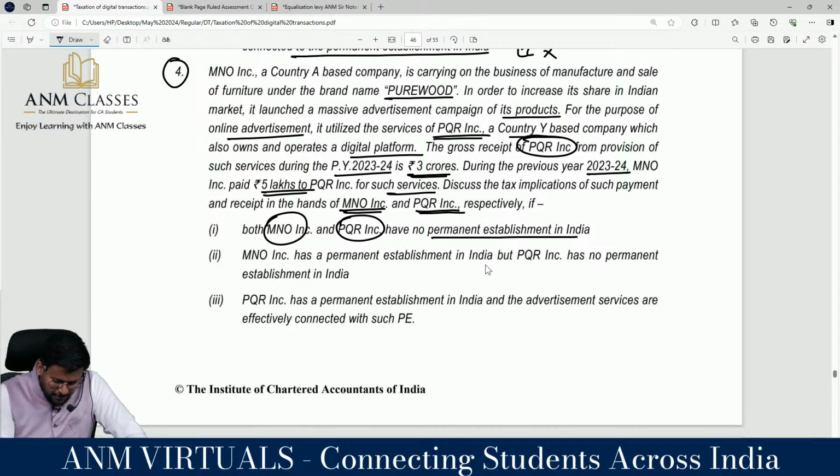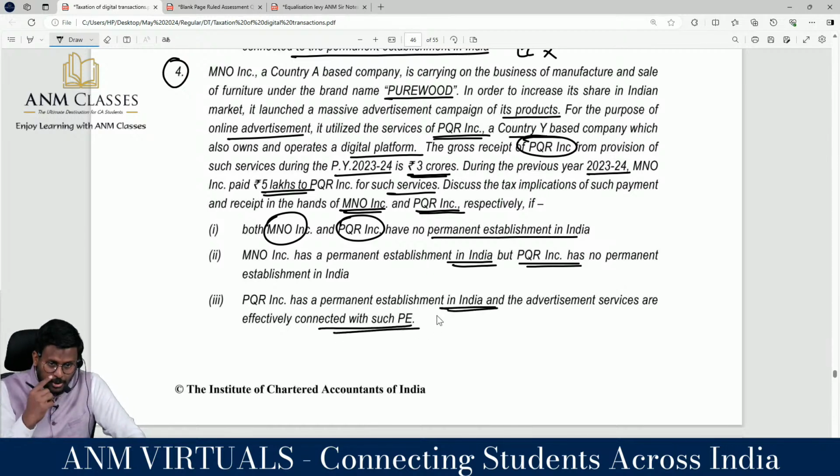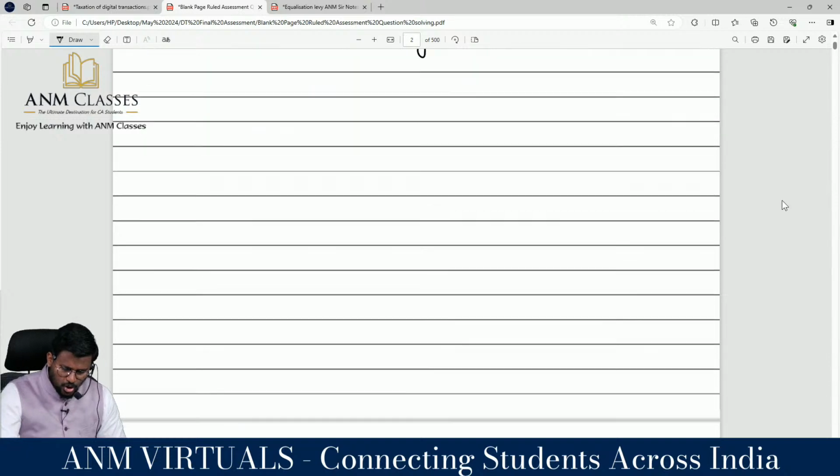MNO Incorporation has a permanent establishment in India, but PQR Incorporation has no permanent establishment in India. PQR Incorporation has a permanent establishment in India, and the advertisement services are effectively connected with such permanent establishment. One question, correct? Entire concept is there. You tell me, this is a concept based question.